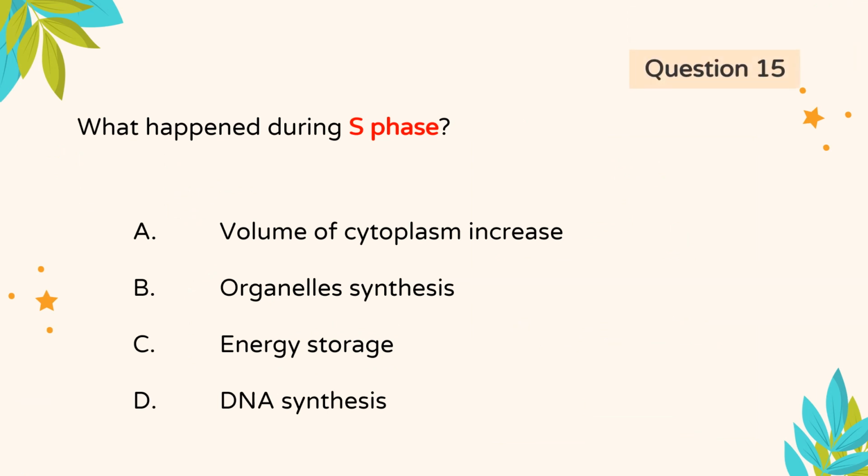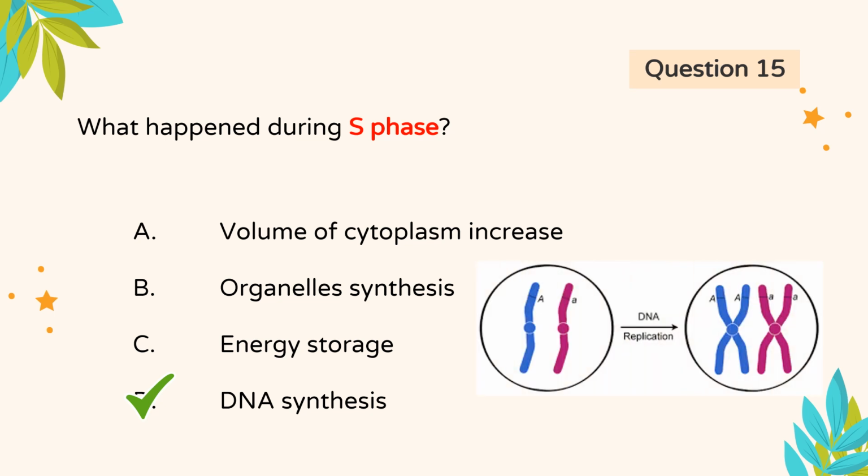Question 15. What happened during S phase? S refers to synthesis. In S phase, DNA replicates and duplication of chromosome occurred. Chromosomes now consist of two identical chromatids.